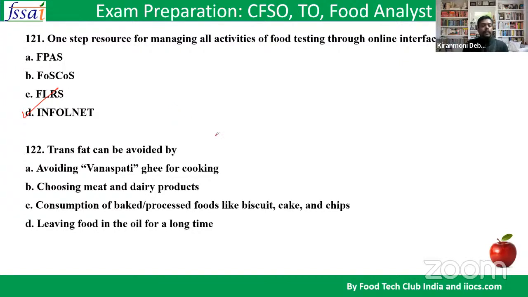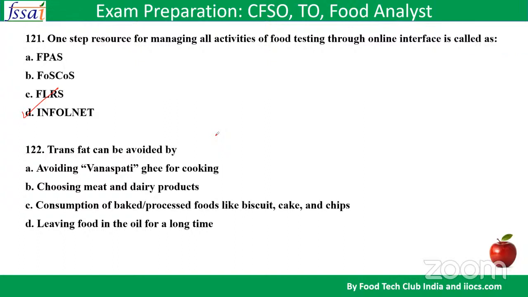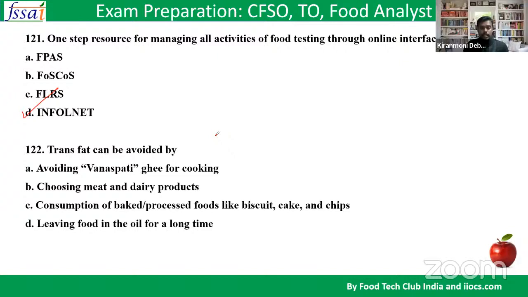Trans fat can be avoided by avoiding vanaspati ghee for cooking, choosing meat and dairy products, consumption of baked or processed foods like biscuit, cake and chips, leaving food in the oil for a long time. So option D, dairy products. Option B, choosing meat and dairy products. Trans fat can be avoided by choosing meat and dairy products. How?